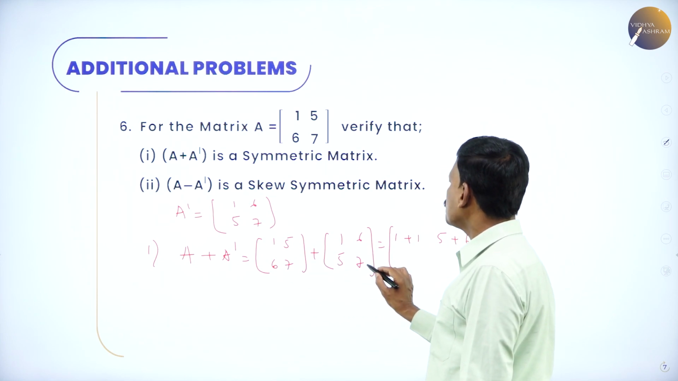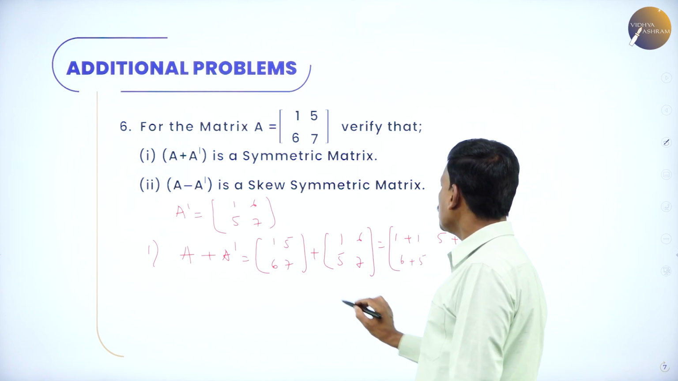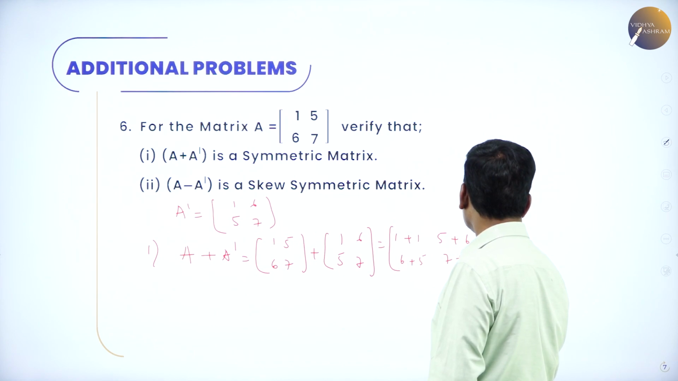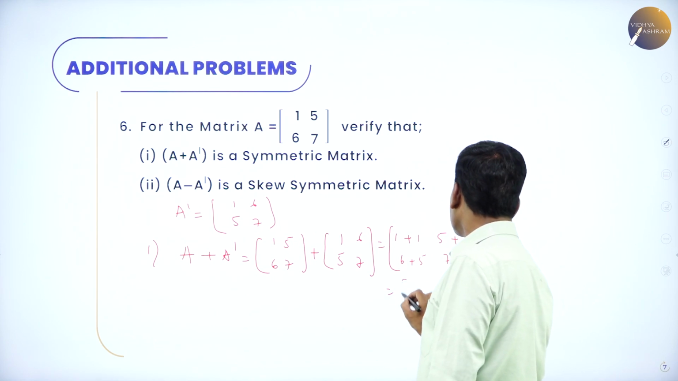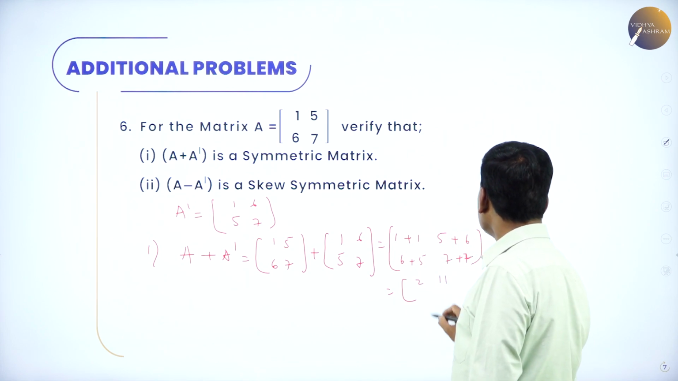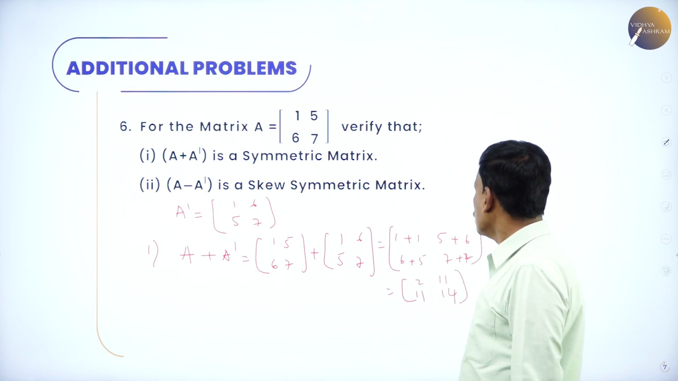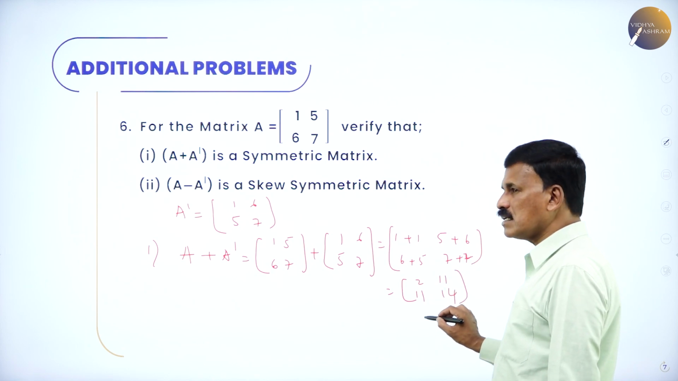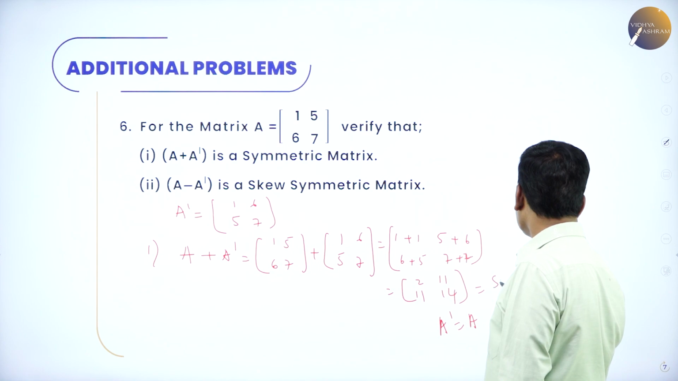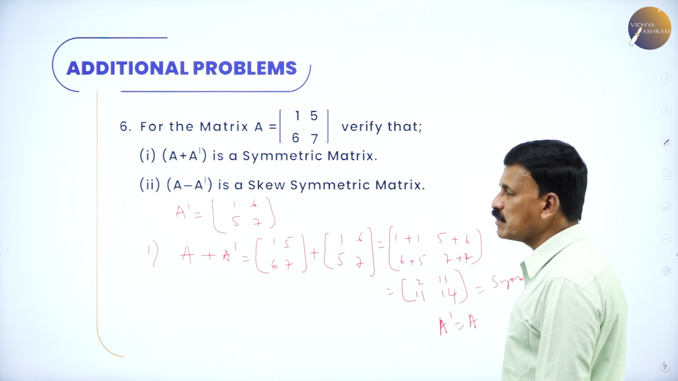again 6 plus 5, again 7 plus 7. Now that is equal to 2, 5 plus 6 is 11, again this is 11 and 14. So here see all the elements above the principal diagonal are same. Further if you transpose this, A dash is equal to A, so therefore this is a symmetric matrix. So A plus A dash is a symmetric matrix.